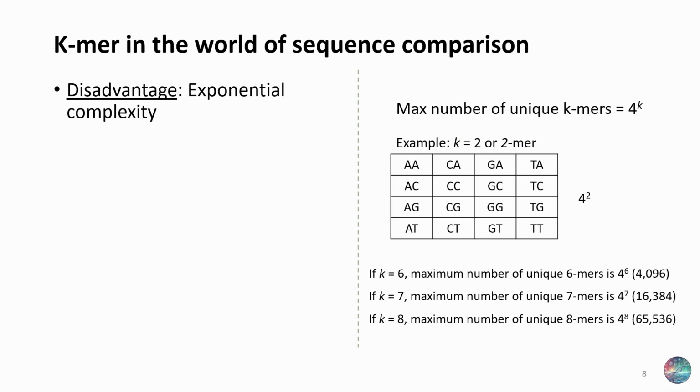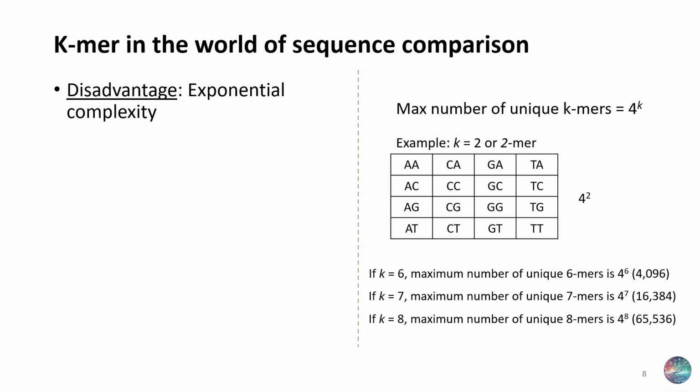One of the challenges of using k-mers is that the number of unique k-mers increases exponentially with k. If you have k equal to 2, that would be 4 raised to 2, where the 4 represents the A, C, G, and T. If you have k equal to 6, the number of possible k-mers is 4096. With k equal to 8, this grows to 65,000. Which can be overwhelming for both memory and computational resources.